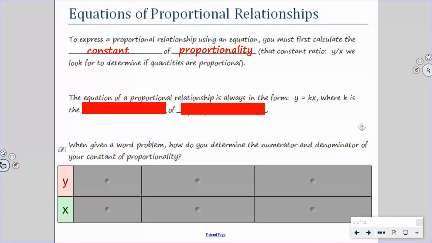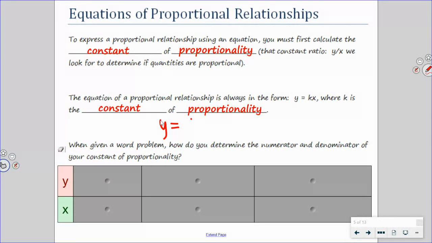Now that is a constant ratio, y versus x. Meanwhile, the equation of that relationship is always going to be in the form y equals k times x, where k, the number in front of the x, the coefficient of x, is going to be that constant. You can think of y equals 60 miles per hour as writing something like y equals 60 times the number of hours.